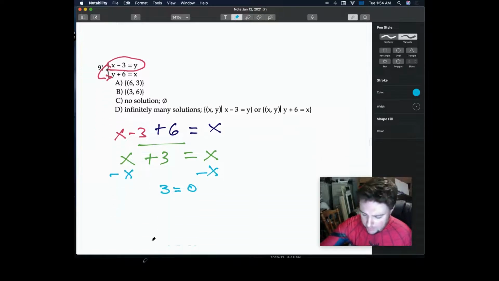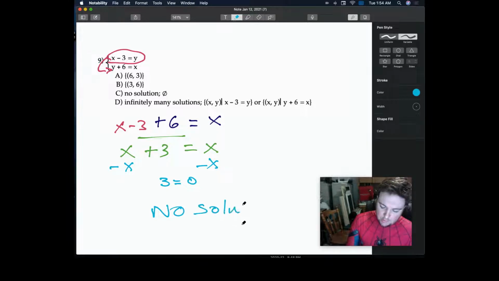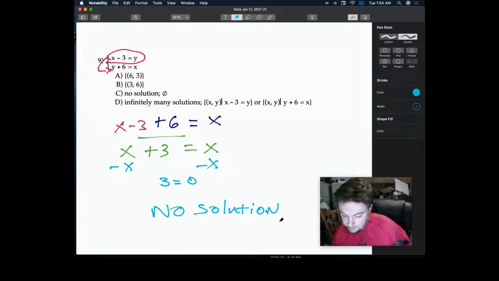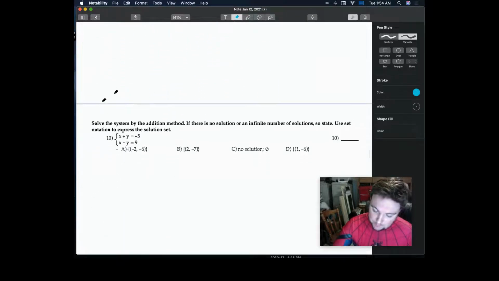I hope everyone realizes that 3 does not equal 0, right? Because 3 does not equal 0, all we can say is that there's no solution. There's no way that's going to be true. So that's one of the main special cases. If you get something that doesn't make sense, it doesn't make sense. There's no value that can actually work for that. Awesome sauce. Let's move on.